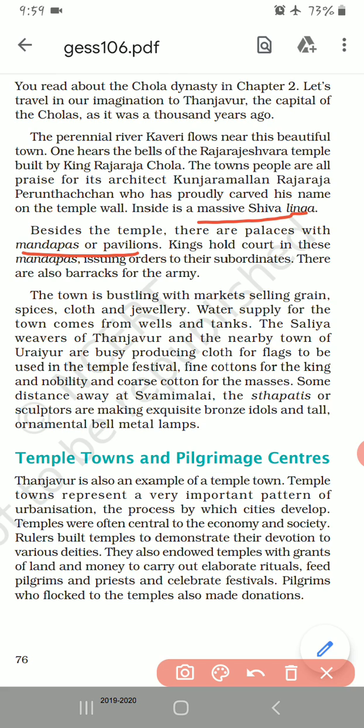The king holds court in the mandapa. The king is holding the court and he is issuing orders to his subordinates in the mandapas. And there are also barracks for the army. Now, what is the meaning of barracks?